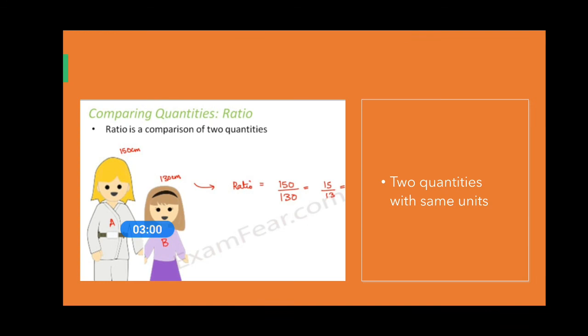Since we are having heights of two persons, say A and B, as 150 centimeter and 130 centimeter, both are in centimeter, you can see the ratio of both the heights will be 150 upon 130, that is equal to 15 upon 13.